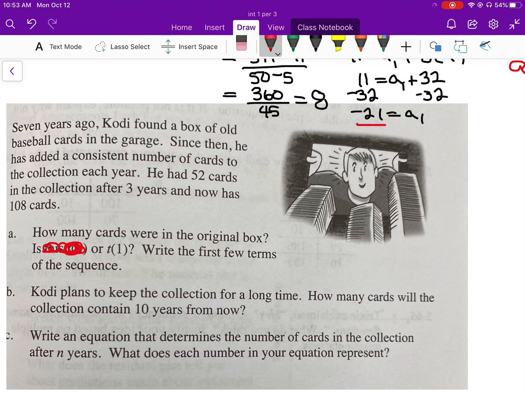And then Cody plans to keep the collection for a long time. How many cards will the collection contain 10 years from now? Write an equation that determines the number of cards in the collection after n years. What does each number in this equation represent? So we're going to do these backwards, because it's going to be easier to find the equation and then find numbers for it.